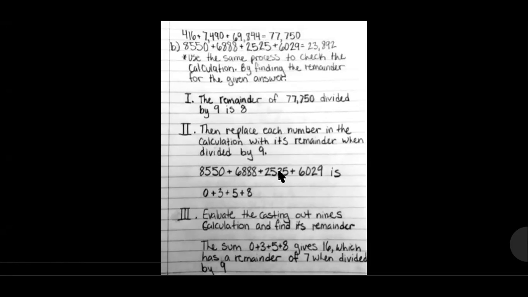Now we add all these together, and we divide by 9, and it gives us a remainder of 5. And then we do the same thing. We add this together, then we divide by 9, and it gives us 8.